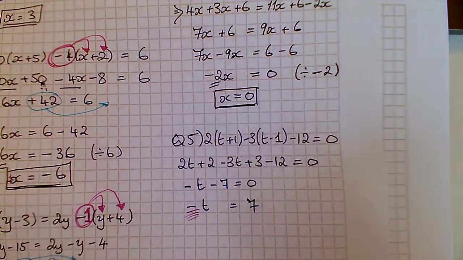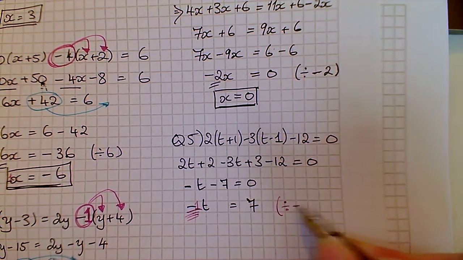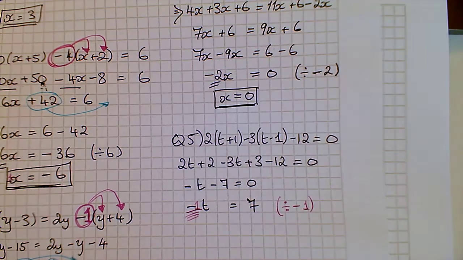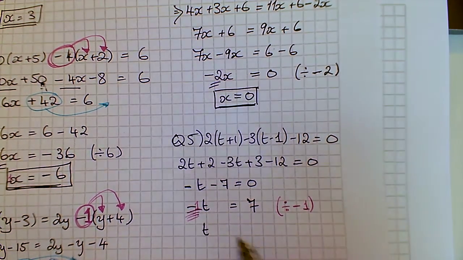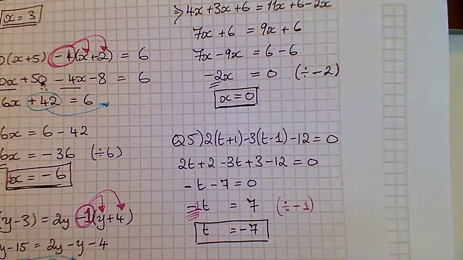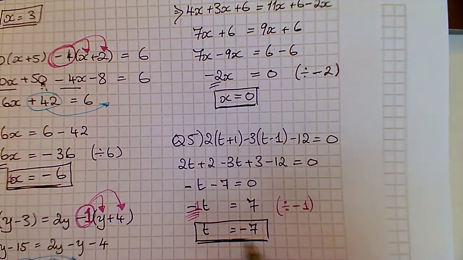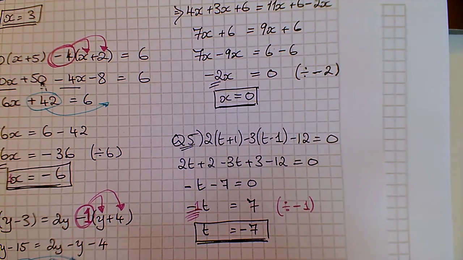Now, I'm dividing by a minus 1. So dividing by minus 1 has the effect of changing the signs. So this becomes a plus t equal to minus 7. You can change the signs of an equation so long as you change every part of the equation. As we keep saying, you can do whatever you want, you just have to do it to both sides of the equation.